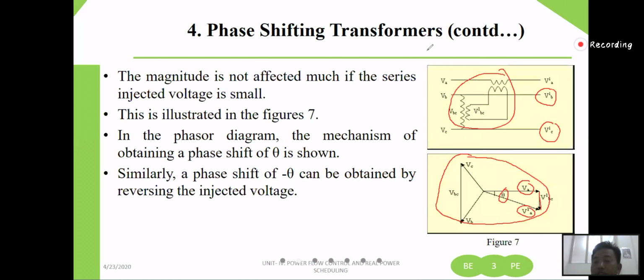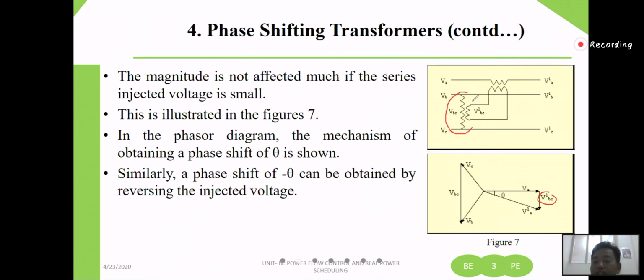V1BC. We write V1BC here because we have introduced the phase shifter at the two terminals here, that is between the line voltages VB and VC. The difference between these two will be V1BC. This is known as a positive phase shift, or just theta as shown here.